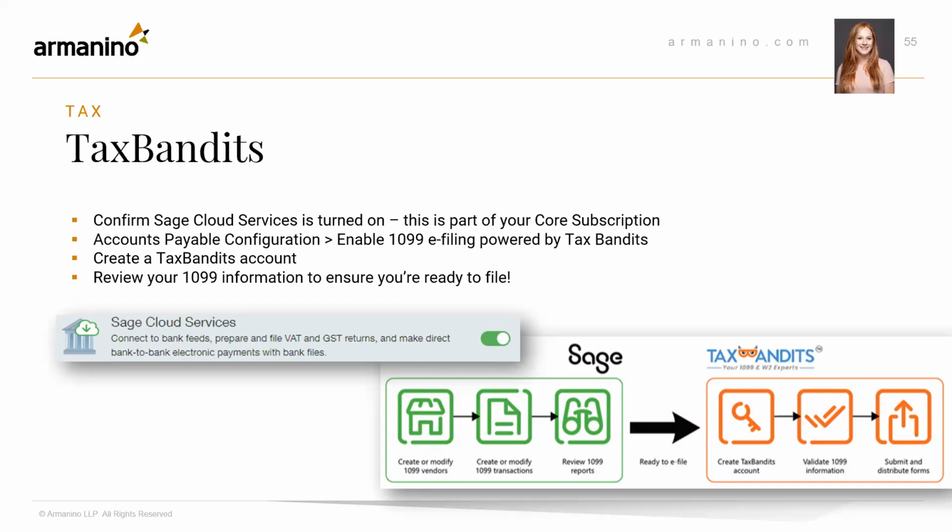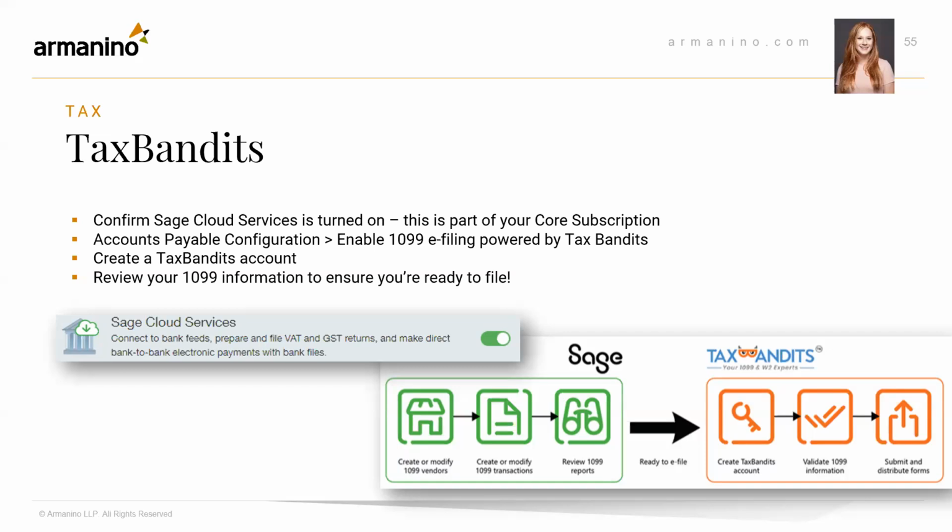So if you're interested in using Tax Bandit, some of the items that you can go ahead and get taken care of right now is going to be confirming that your Intacct environment has the Sage Cloud Services feature turned on. This is a part of your core subscription. So if you're not currently subscribed to it, if you turn that toggle on, it is going to give you a pop-up just because you're in the subscription screen saying, hey, this may cause some additional fees to your subscription. But Sage Cloud Services is one of those that it's not going to.